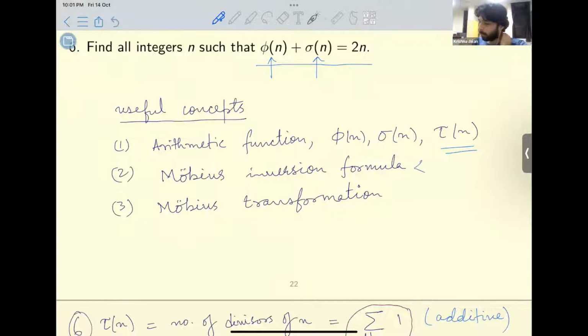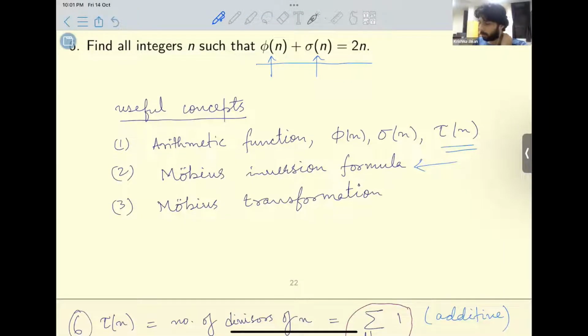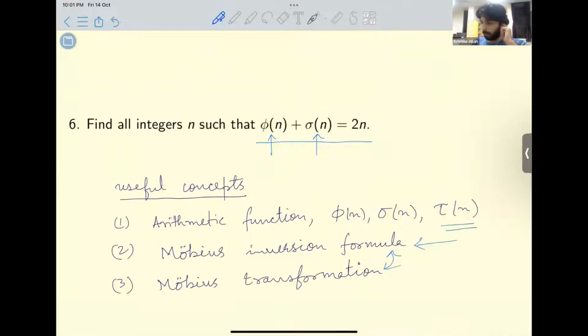And you'll need something called a Mobius inversion formula, which I'll show you. Mobius inversion formula and transformation are the same. And you'll need something called the Mobius function, which also I'll introduce. So let me write down phi of n, sigma of n, tau of n, and the Mobius function is denoted as mu of n.